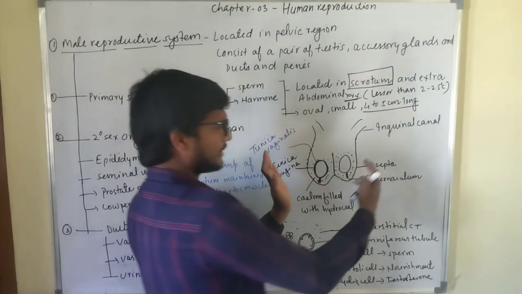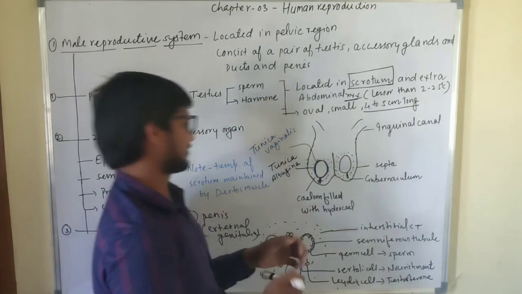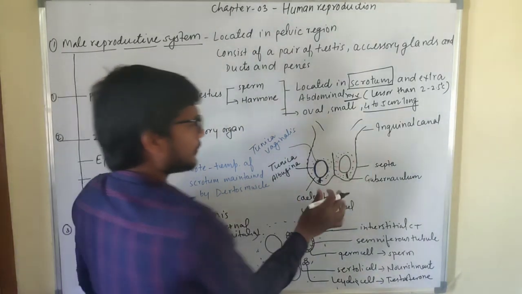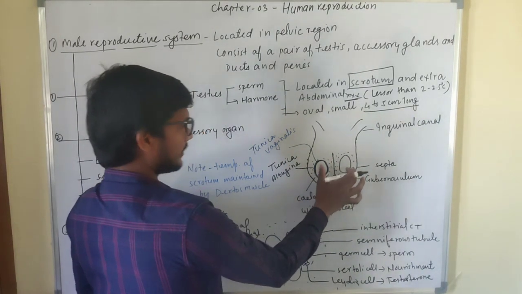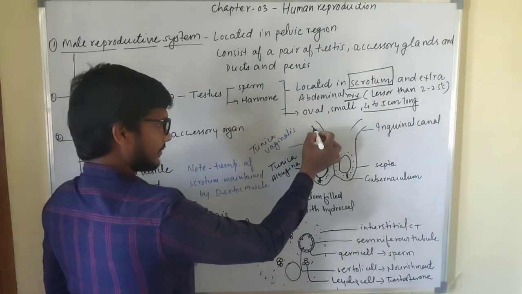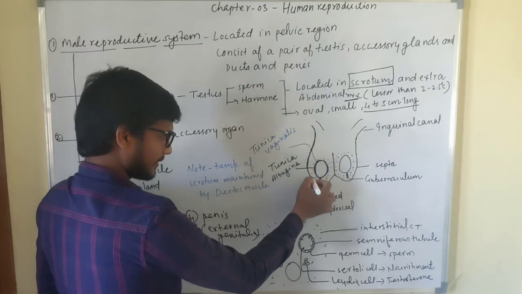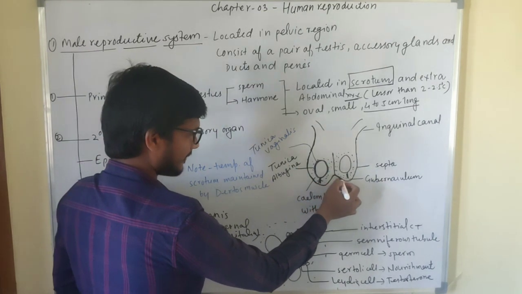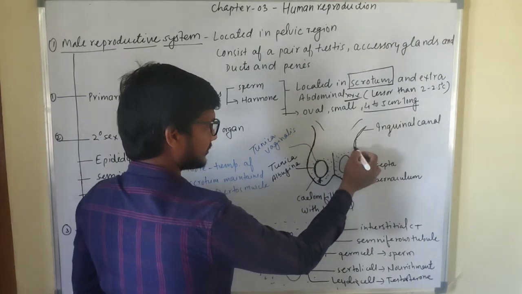Let's come to the external view of the testis. As we know, there are two pouches, as we mentioned here, this one and this one. These are the two pouches.